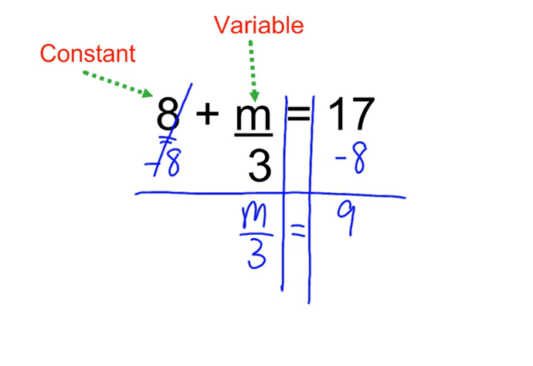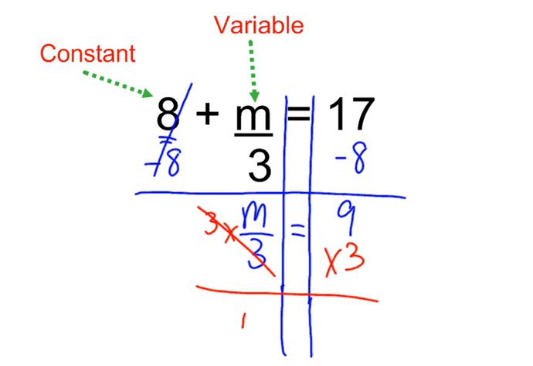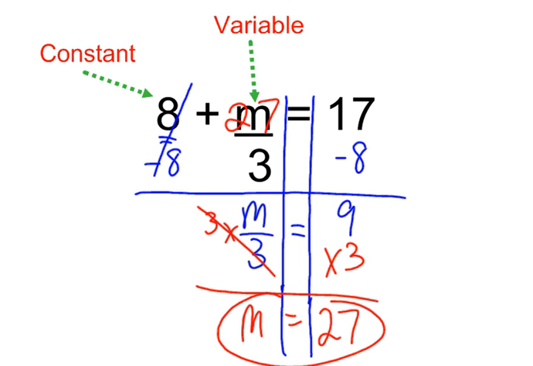So this is a one-step equation. This is m divided by 3 equals 9. So since this is division, the inverse would be multiplication. So I'm going to multiply times 3. I'm going to multiply the other side times 3, which would give us a value of 27 for m. Let's double check it. So I'm going to replace the m with 27. 8 plus 27 divided by 3 is 9, and 8 plus 9 is 17, so it checks.